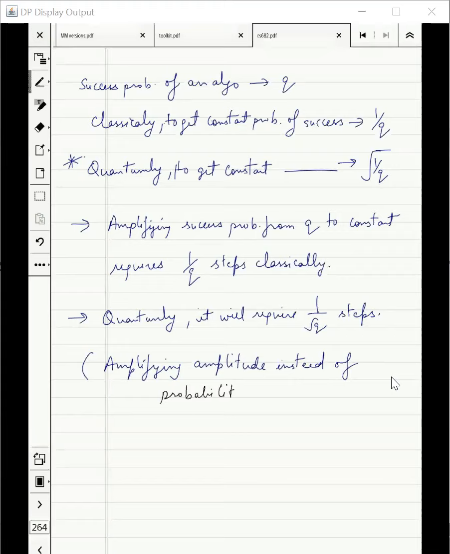How we will do it, that is going to come in like 5 minutes, but that is the intuition. We can amplify the probability much faster in the quantum case. The reason is that we don't amplify the probability directly. We amplify the amplitude and then measure. And that only requires square root of 1 by q.